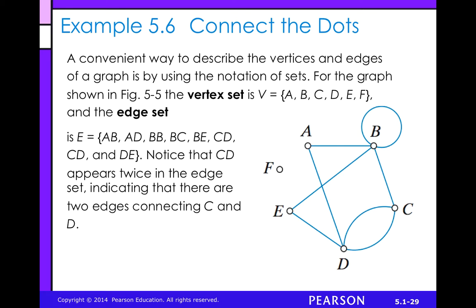Okay, so a convenient way to describe the vertices and edges of a graph is by using the notation of sets. So we'll describe the vertex set like this. This is just fancy language for saying we're going to list the vertices. So we've listed all 6 of them, and then we can list the edges too. There are 1, 2, 3, 4, 5, 6, 7, 8 edges, and they list them all here. So AB is this edge, AD is this edge, BB is this loop, BC is this edge, etc. Notice that CD appears twice because there are 2 edges connecting C and D.